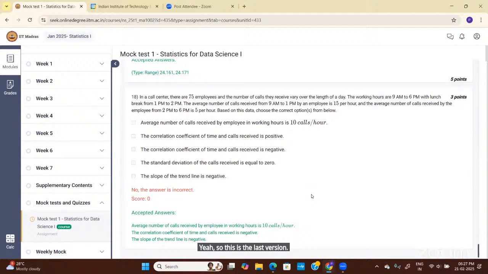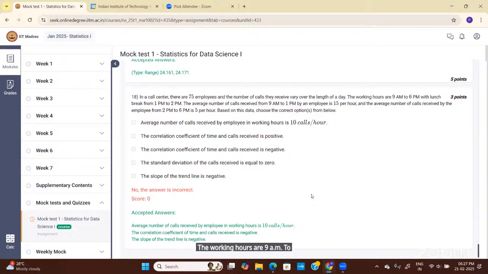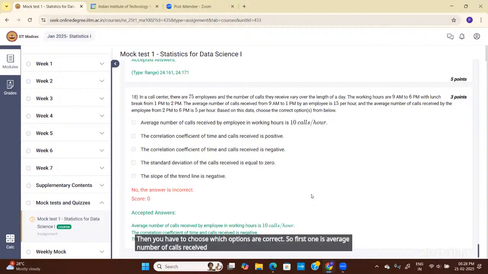In a call center, there are 75 employees, and the number of calls they receive varies over the length of the day. The working hours are 9 a.m. to 6 p.m. with a lunch break from 1 to 2 p.m. The average number of calls received by an employee from 9 a.m. to 1 p.m. is 15 per hour. The average number of calls received by an employee from 2 to 6 p.m. is 5 per hour. Then you have to choose which options are correct. The first one is: the average number of calls received by an employee in working hours is 10 calls per hour.